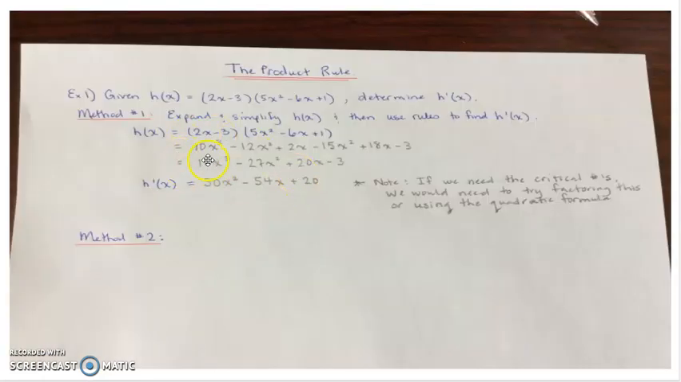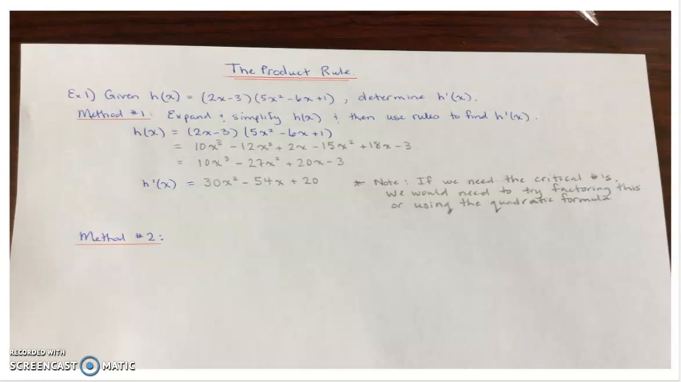Just put the video on pause and try it. If you've done it, you should have gotten 10x cubed minus 27x squared plus 20x minus 3, which then when you take the derivative, you get 30x squared minus 54x plus 20. Now, if we wanted to find the critical numbers, we would use the quadratic formula, or we could try factoring this. But I haven't asked you to do that here, so we'll just leave it at that.